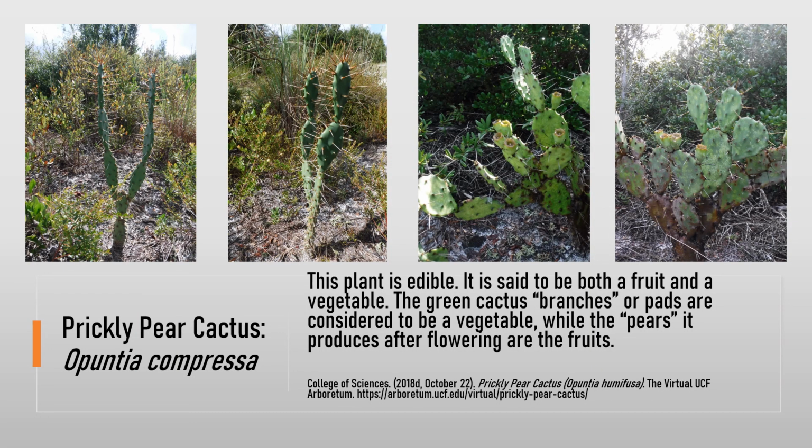My next plant is a little bit different than all the other ones we've seen so far. This is the prickly pear cactus, or Opuntia compressa. This plant is edible. It is said to be both a fruit and a vegetable. The green cactus branches, or pads, are considered to be the vegetable, while the pears that it grows after flowering are the fruits. This cactus is also a favorite snack of my pet tortoise.